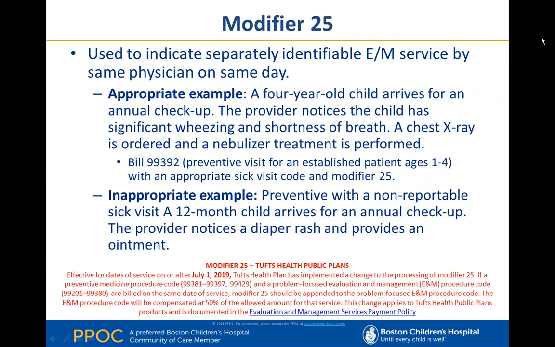So then, just touching upon Modifier 25 a little bit more. This is more in the way of pediatric-specific examples. Appropriate example: a 4-year-old child returns for their well visit. The provider notices there's wheezing and shortness of breath, a chest x-ray is ordered, and a neb treatment is performed. There's no one who would question billing additionally for an E&M code in addition to the well visit.